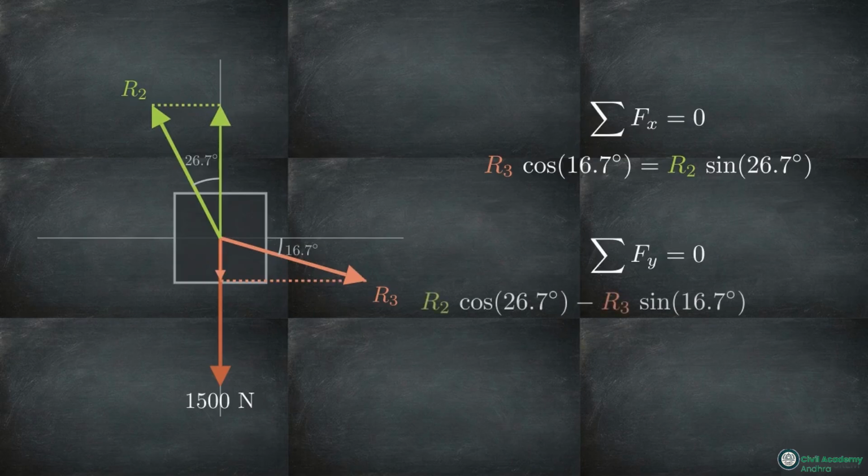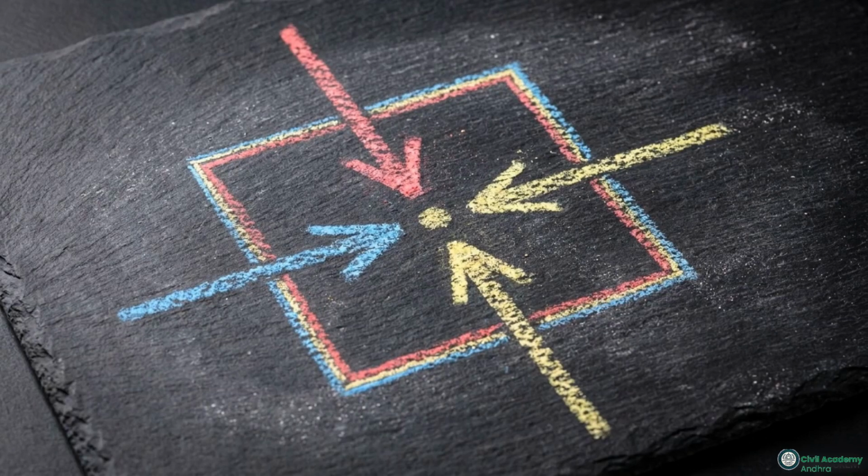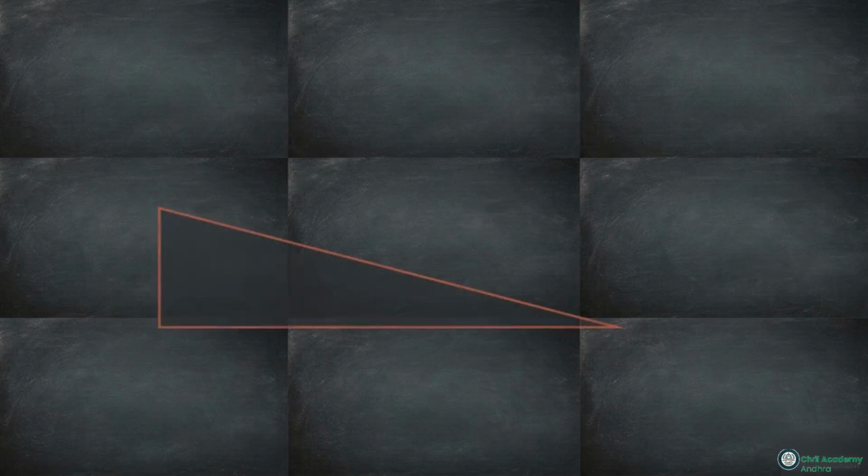From there, we substitute that horizontal relationship into our vertical equilibrium equation. The upward push of R2 supports both the downward friction of the wall and the 1500 Newton weight, allowing us to solve for exactly how much force R2 carries. Because the block and wedge share the R2 force at the interface, resolving the block's equilibrium first provides the specific magnitude needed to calculate the forces on the wedge.